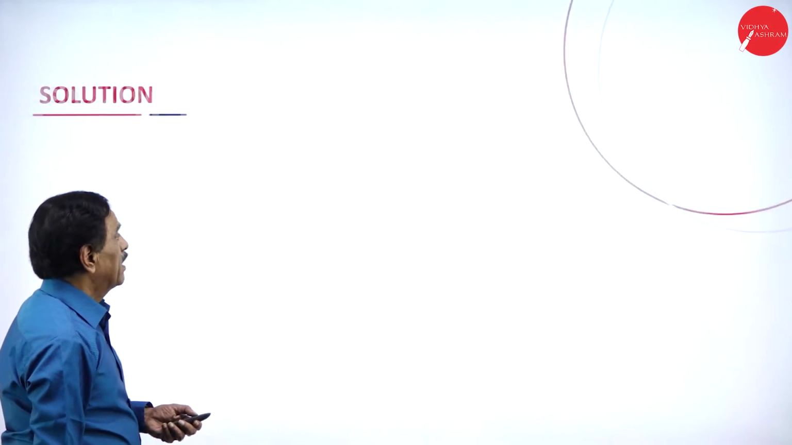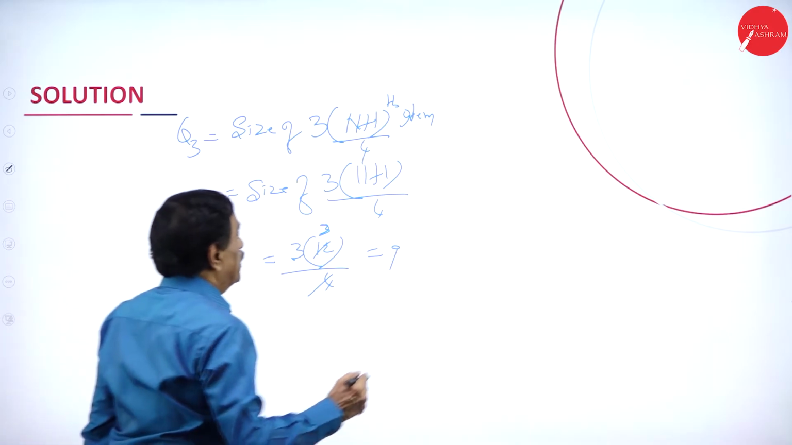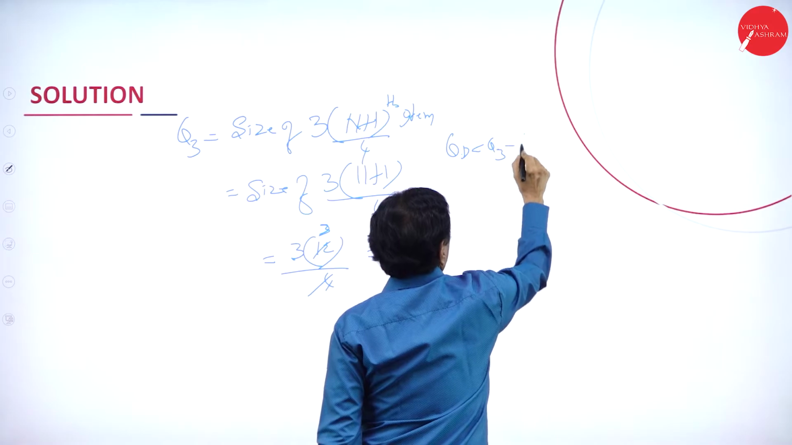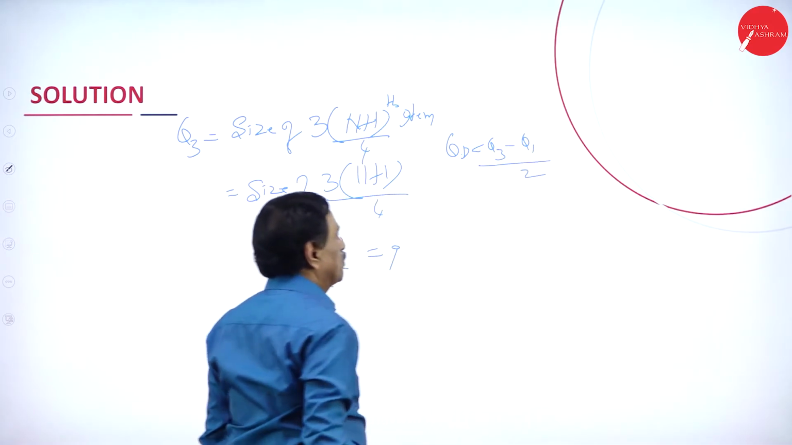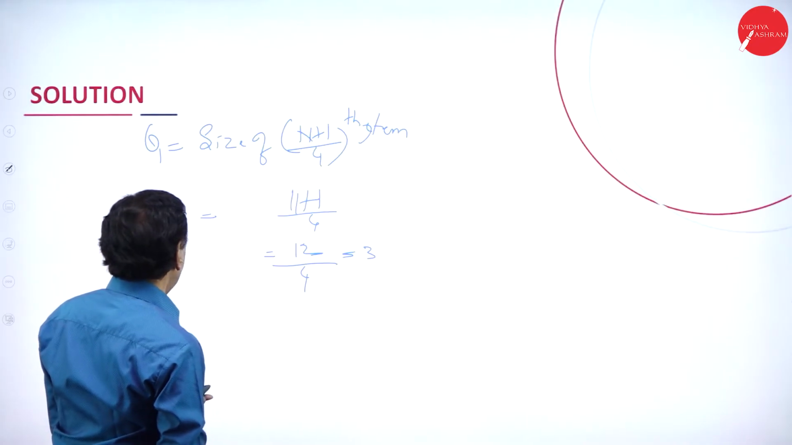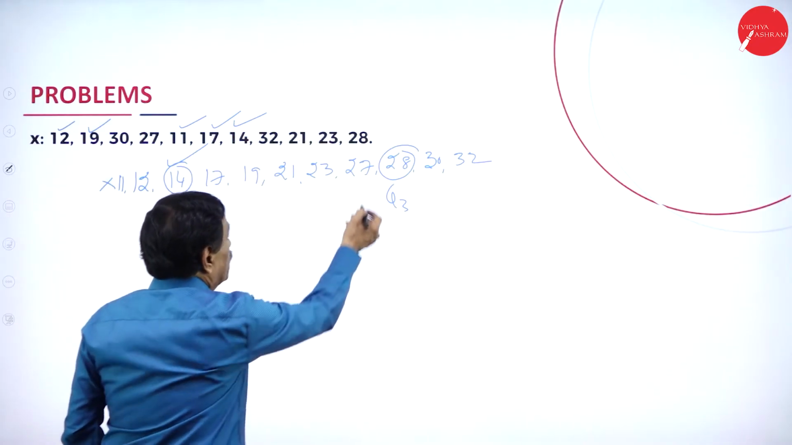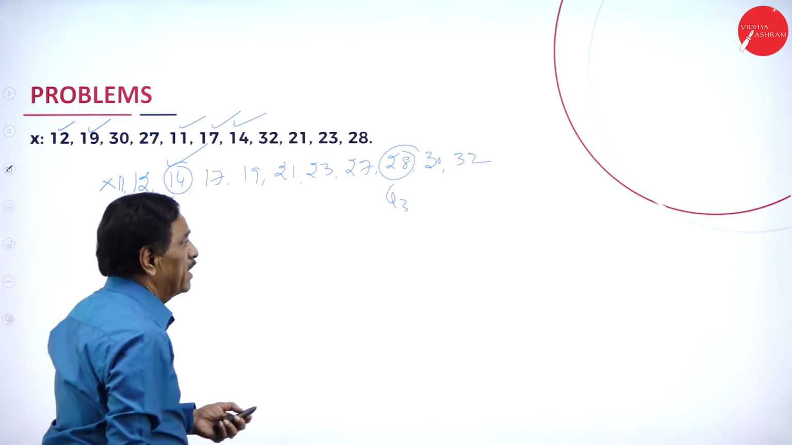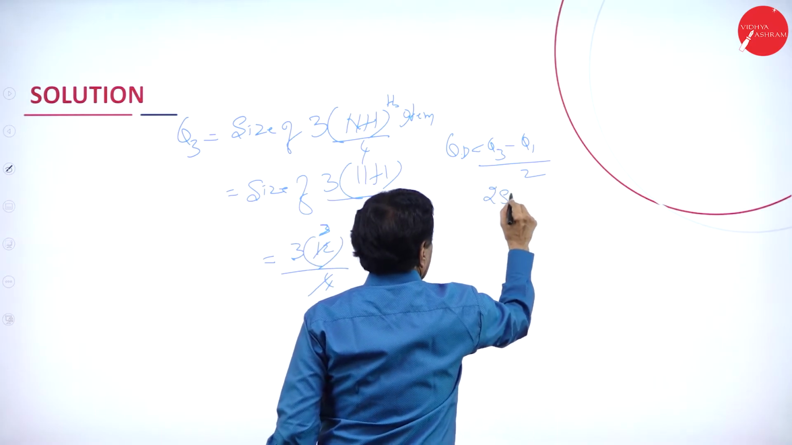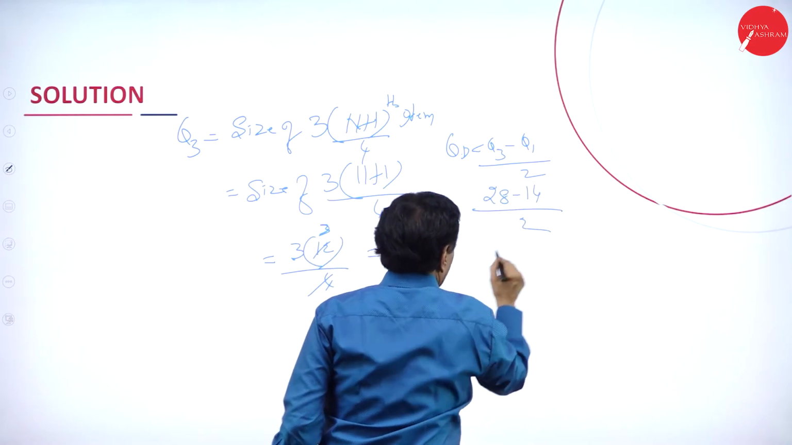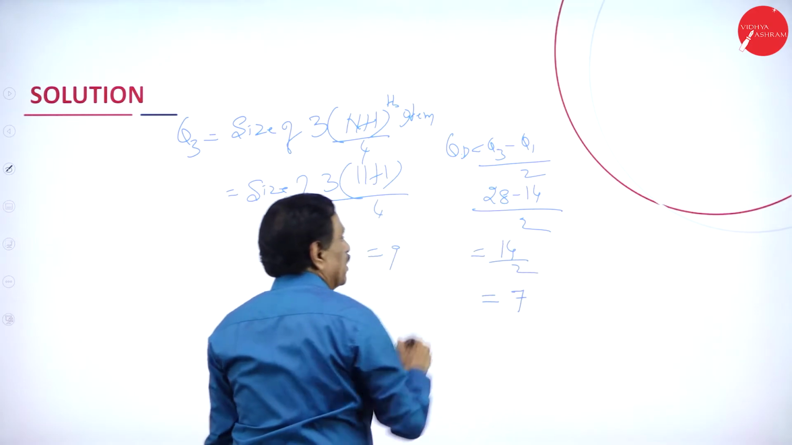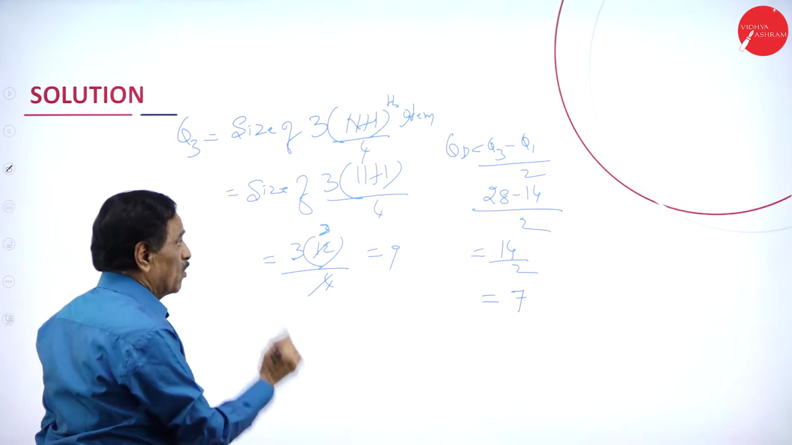Okay. Then we'll go to the formula. Quartile deviation is equal to (Q3 minus Q1) divided by 2. What is your Q3? 28. And Q1 is 14. So 28 minus 14 divided by 2. Deduct, it is 14 divided by 2, which is equal to 7. So 7 is the quartile deviation.